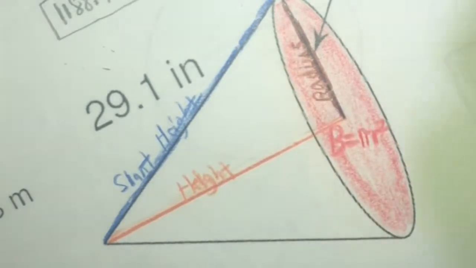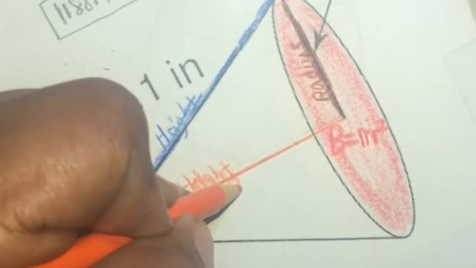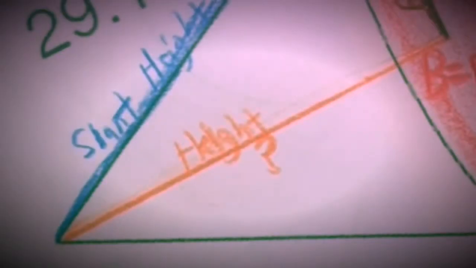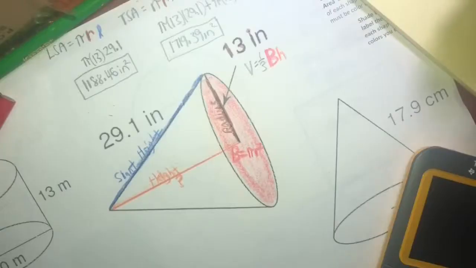I need to figure out what that is. I don't know. I gotta figure it out. I cannot find the volume without that. So how am I supposed to do that, you ask? It is very simple.